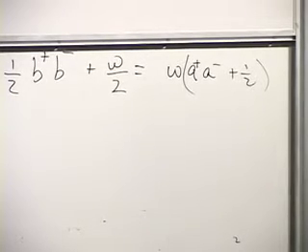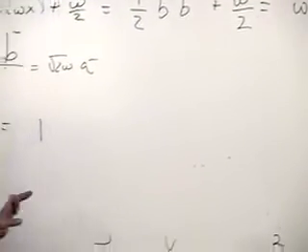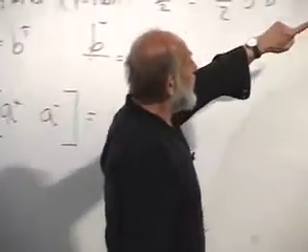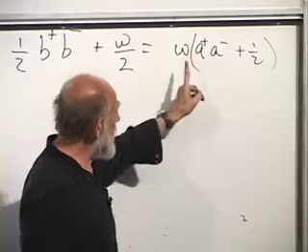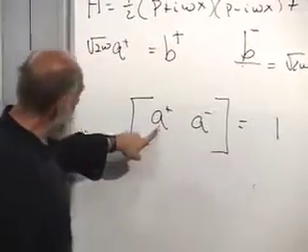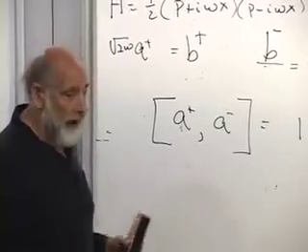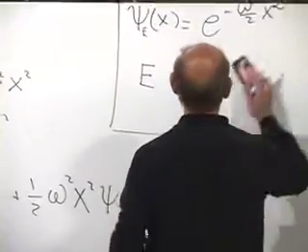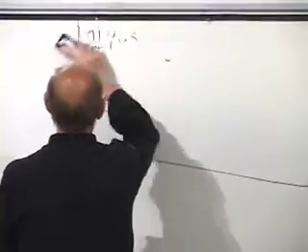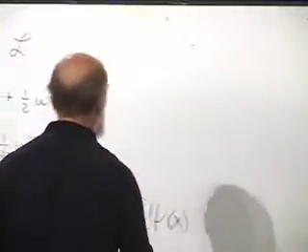Omega a plus a minus plus 1/2. So we've reduced the problem of the harmonic oscillator, the problem of finding the energy levels and the eigenvectors, but in particular the energy levels, to finding the eigenvalues of an operator A plus A minus, given that A plus and A minus have a commutator equal to 1. We now have basically an algebra problem, a very simple operator problem. Let's condense it over on this side here. Here it is.